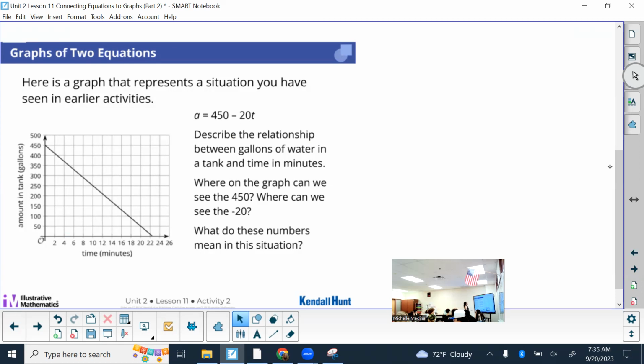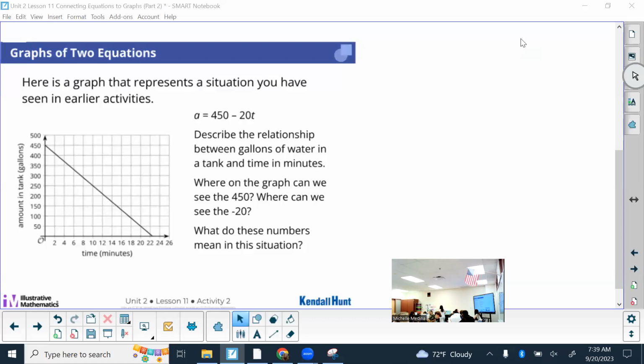All right, but moving on. For today's activity, and you should see this on your paper too, this is a graph that represents a situation that you might have seen in earlier activities. We have 450 minus 20t. You're going to describe the relationship between gallons of water in a tank and time in minutes. Then in your groups, you're going to discuss these 2: where on the graph can we see the 450? Where can we see the minus 20? And what do they mean in that situation? I won't give you any more guidance yet. I'll let you talk it through with your groups for about 2 minutes.